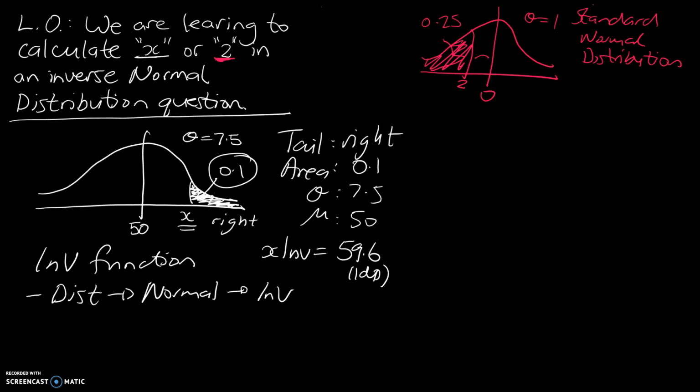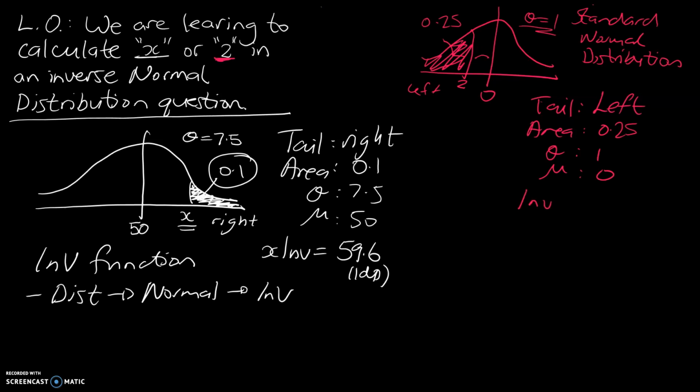So on our calculator, we're going to need to input the tail. We can see that tail is on the left-hand side, so we're going to put left. We can see the area is 0.25. The standard deviation is 1, so we've assumed that to be 1 for our graph. And the mean, we've assumed that to be 0.